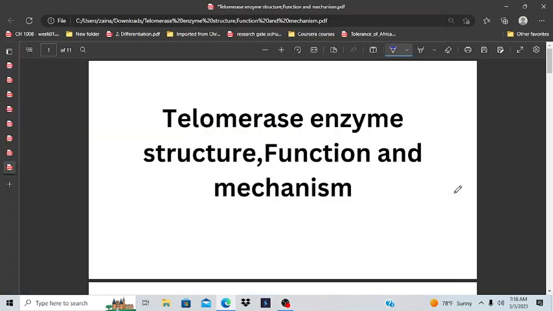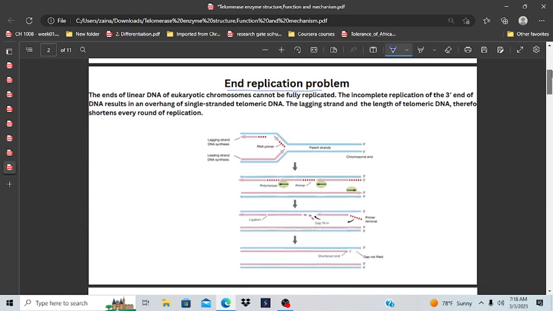Hello everyone. Telomerase enzyme structure, function and mechanism is what we are going to talk about today. We first need to know what is known as the end replication problem. During DNA replication of eukaryotes, we know we have linear chromosomes which have ends.